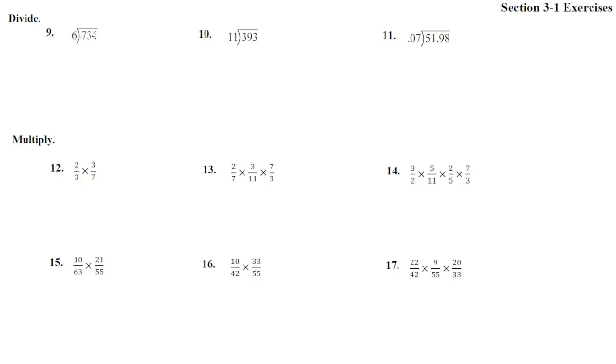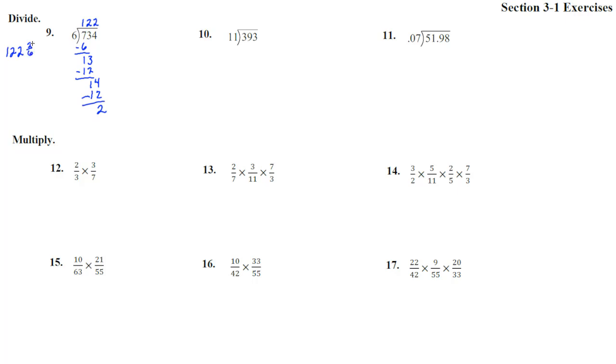6 into 734. 6 goes into 7 one time. 1 times 6 is 6. Subtract and we get 1, drop down the 3. 6 goes into 13 twice. 2 times 6 is 12. Subtract and we get 1. Drop down the 4. 6 goes into 14 twice. 2 times 6 is 12. Subtract and we get a 2. So we could write the answer as 122 and 2/6.